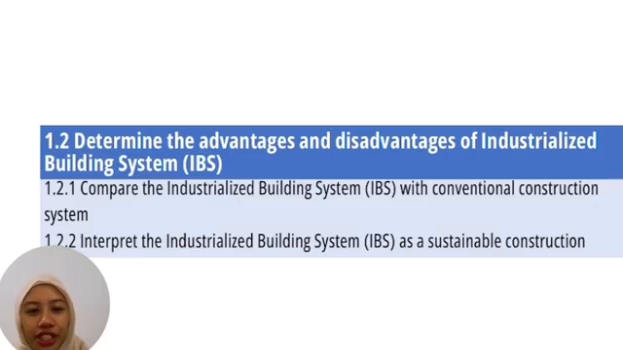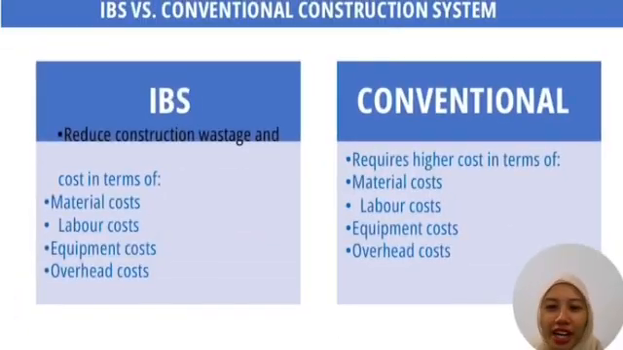Compare the IBS with conventional construction system and interpret the IBS as a sustainable construction. For IBS, reduce construction wastage and cost in terms of material costs, labor costs, equipment costs, and overhead costs. And for conventional, require higher costs in terms of material costs, labor costs, equipment costs, and overhead costs.